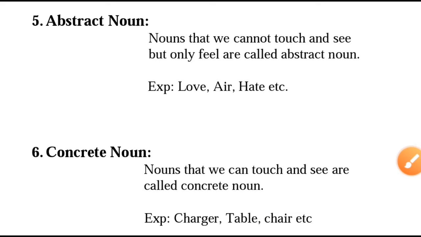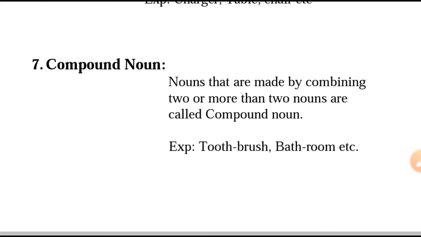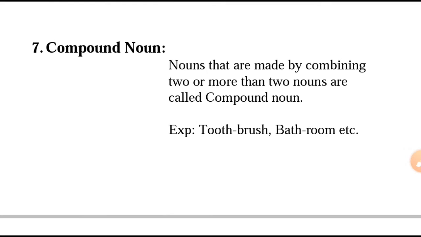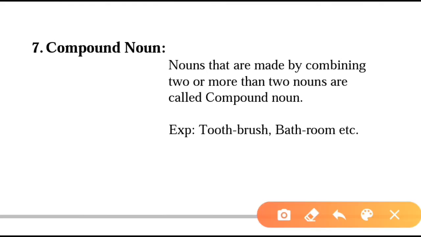So let's move to the seventh, which is compound noun. As the word suggests, compound means combination. Nouns that are made by combining two or more nouns are called compound nouns. If you combine two nouns together, you can call it a compound noun. For example, toothbrush. Tooth is one noun and brush is another. When you combine these two nouns, it becomes one noun, a compound noun, because it is made of two nouns.